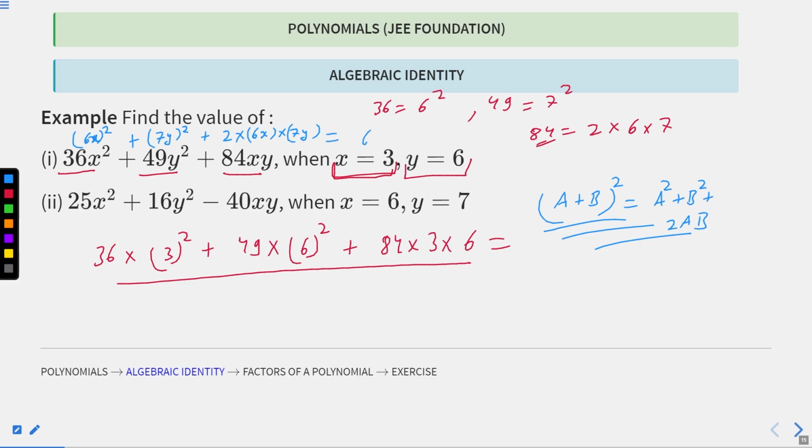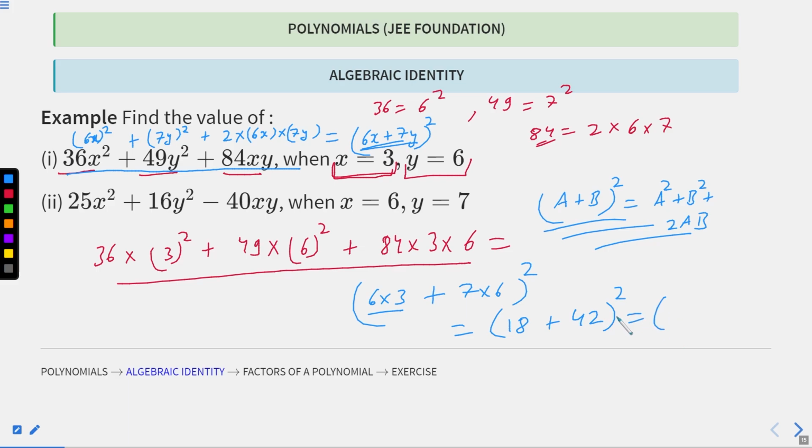This means 6x plus 7y whole square. So the left hand side is equal to 6x plus 7y whole square, and now we will plug in x and y values. 6x means 6 times 3 plus 7y means 7 times 6. So this whole square, then we will solve it. 6 times 3 is 18, and 6 times 7, what does it equal? It equals 48, not 48, sorry, 42.